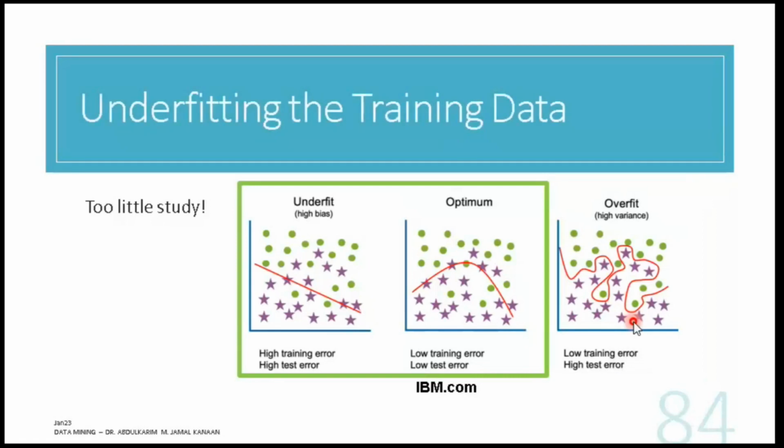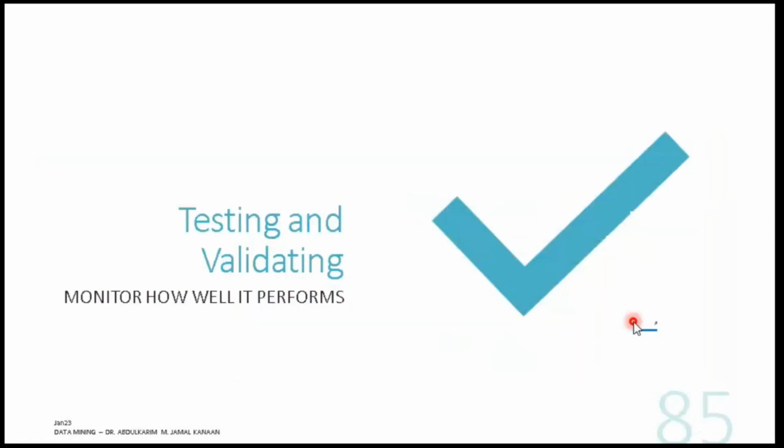Okay, so underfitting, just now I explained. Too little study means the algorithm has not trained anything, just like a student who just shows up inside the class. If he or she studies after the class, then that's good. But if they don't study at all, then that's bad.